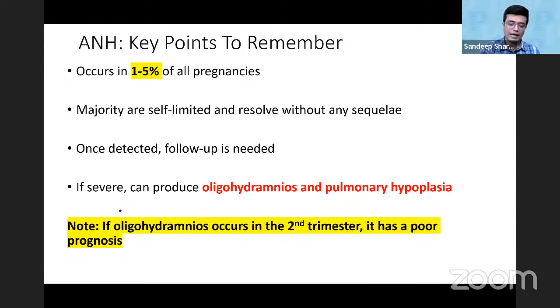So it is an MCQ point. Please add it to your notes. A past MCQ statement always has a tendency to be asked again in the exam. So if oligohydramnios occurs in the second trimester compared to the third trimester, it will always have a poor prognosis, right?